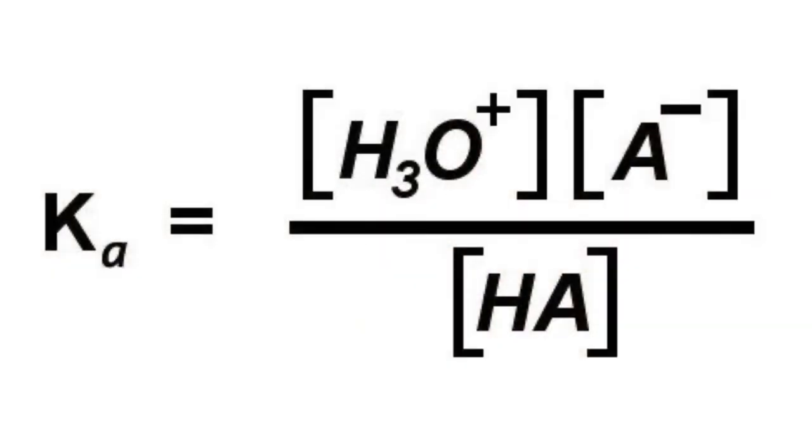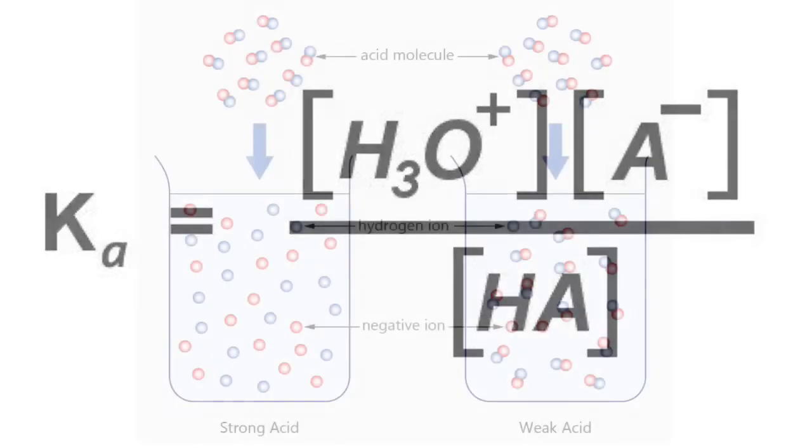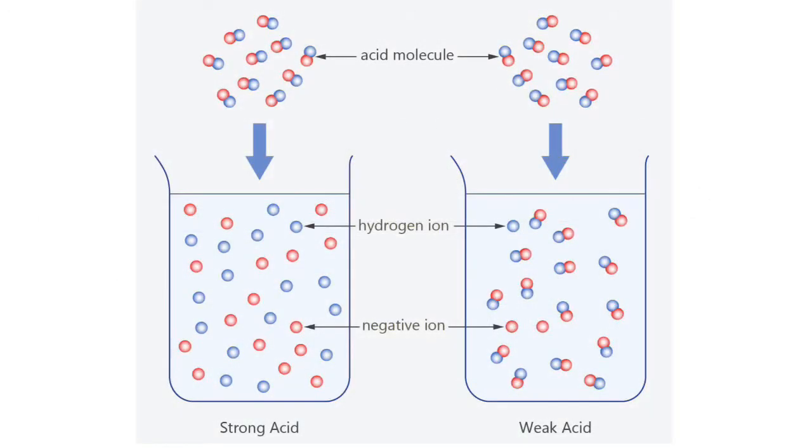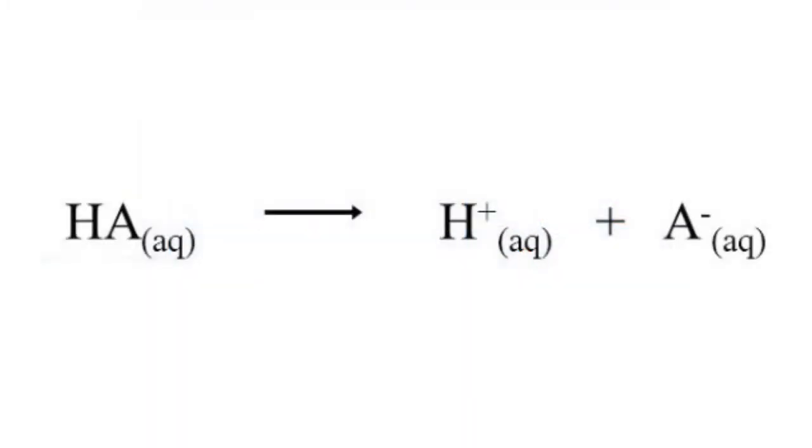For a monoprotic acid HA with conjugate base A, the equilibrium constant Ka is represented by this equation. Ka, the acid dissociation constant, quantifies the extent of dissociation. The larger the value of Ka, the stronger the acid. The smaller the value, the weaker the acid. Strong acids dissociate completely into their ions in water. The dissociation of a strong acid is represented with a one-way arrow, as its equilibrium lies far to the right.